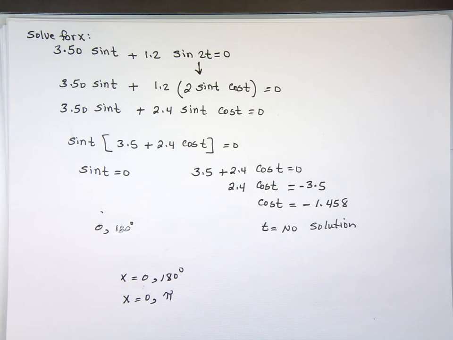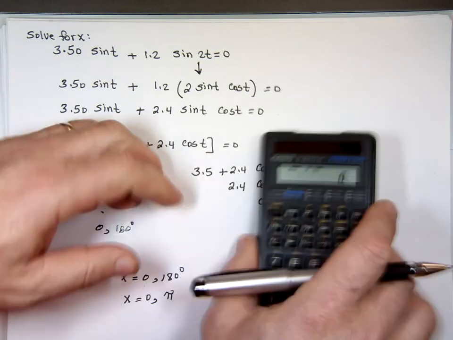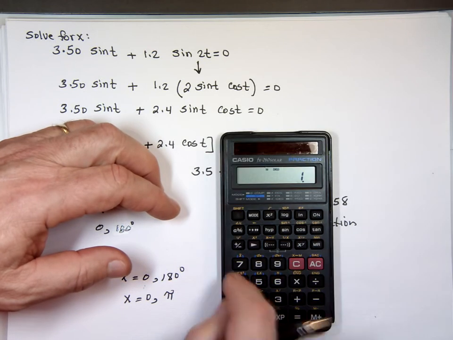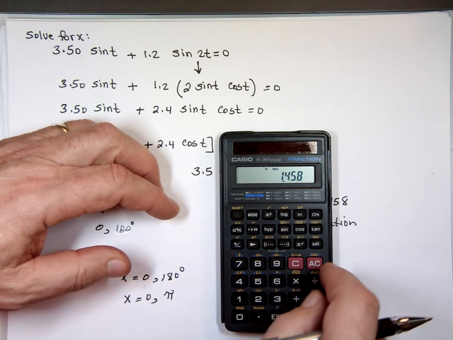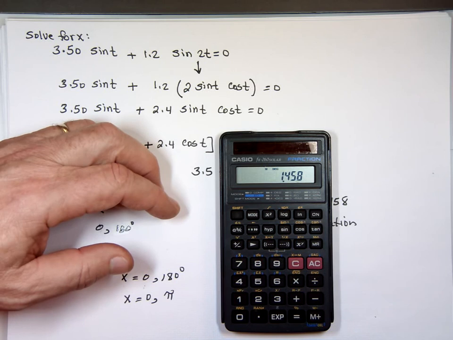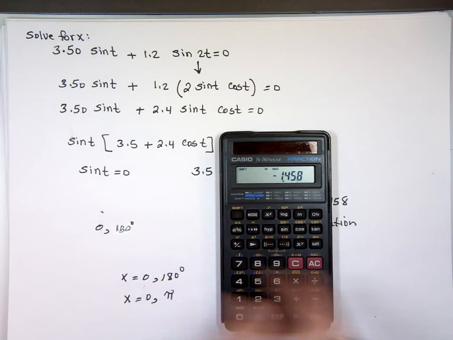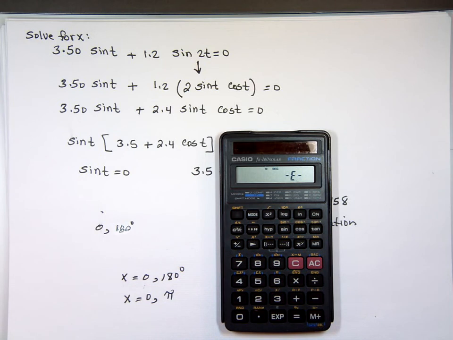The cosine cannot be more than 1 or less than negative 1, neither the sine. So if you try your calculator, it's going to give you an error. 1.458 negative. Where's the negative sign here? Here we go. Inverse cosine. Error. Can't be. Doesn't exist. So there's only these two answers.